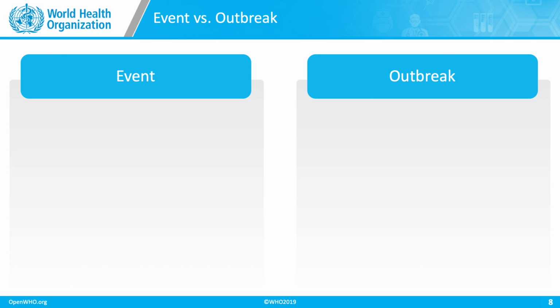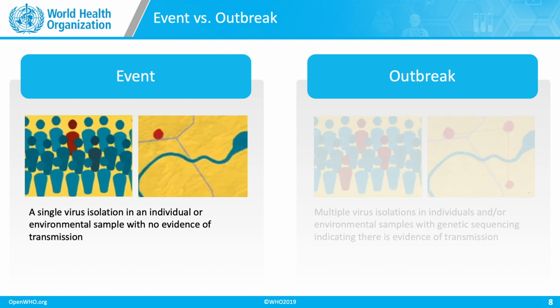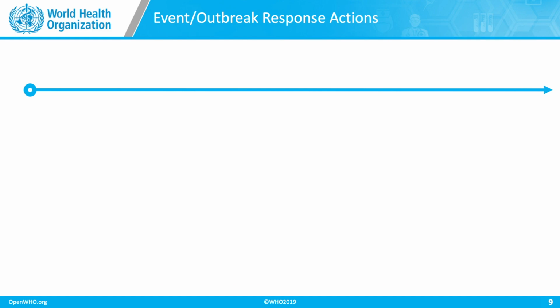All polio events and outbreaks require immediate action, including investigation and risk assessment. However, events and outbreaks are defined differently and may trigger a different set of actions. An event is defined as a single isolation in an individual or the environment with no evidence of transmission. An outbreak is defined when multiple virus isolations occur in individuals and/or the environment, indicating that there is evidence of transmission. Depending on the determined level of risk, a series of outbreak response activities will be conducted. Once again, all polio events or outbreaks require an immediate response. The ultimate goal is to stop all outbreaks within 120 days. As a result, a rapid response is crucial.